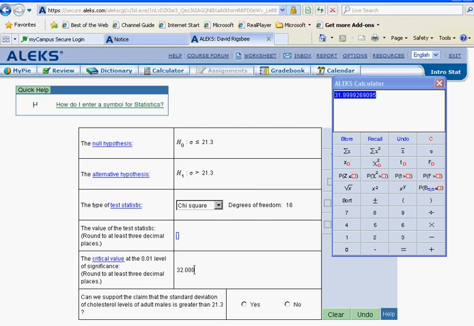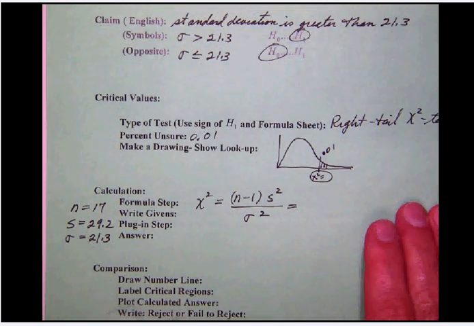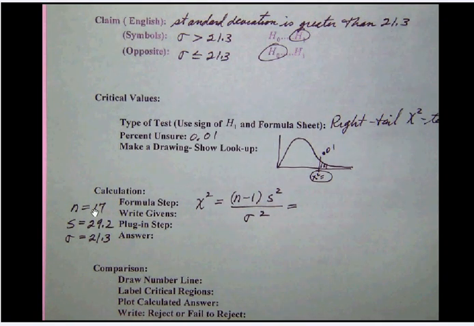We've got the formula steps set up here. Notice that we have a sample size of 17. Careful here now. We have two different standard deviations going on. We have the sample standard deviation, and we have the population standard deviation. Notice that the population standard deviation sigma is in this claim up here.